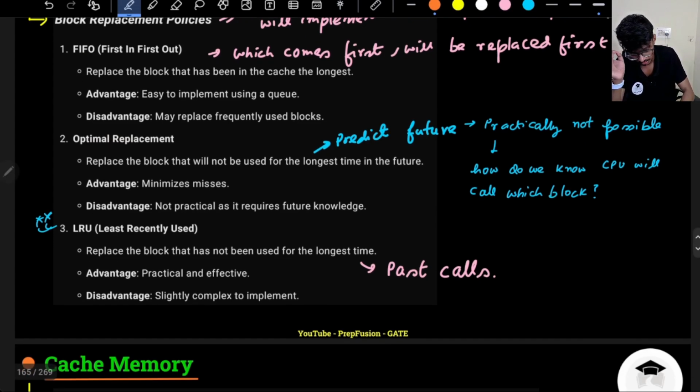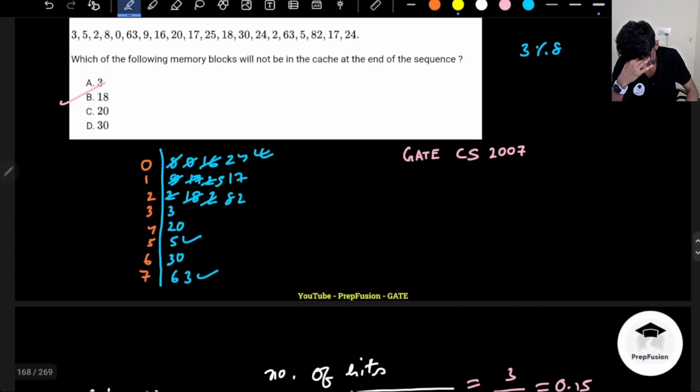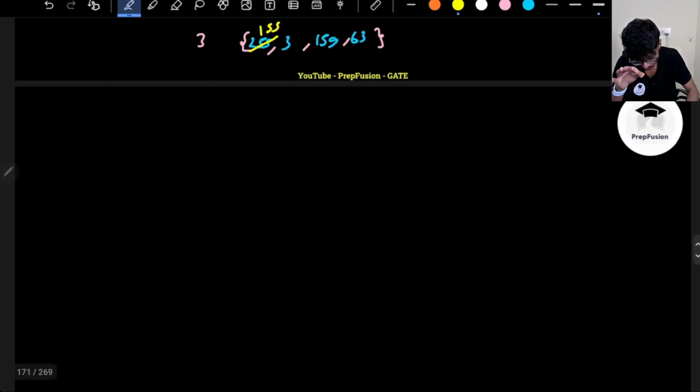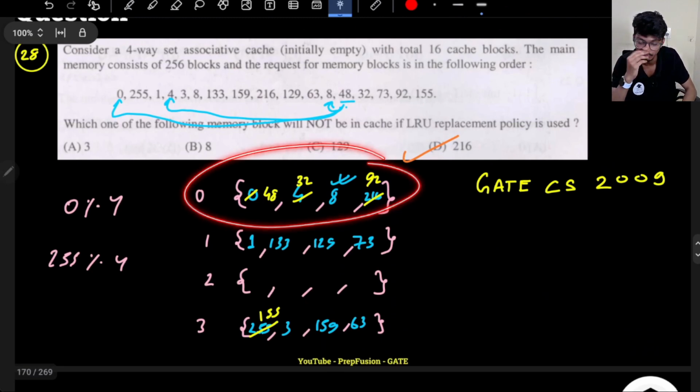Okay, let me give you an example. So first came 3, then came 2, then came 4, then I call 3 again, and then again. Now in this example, what if I would have used FIFO?